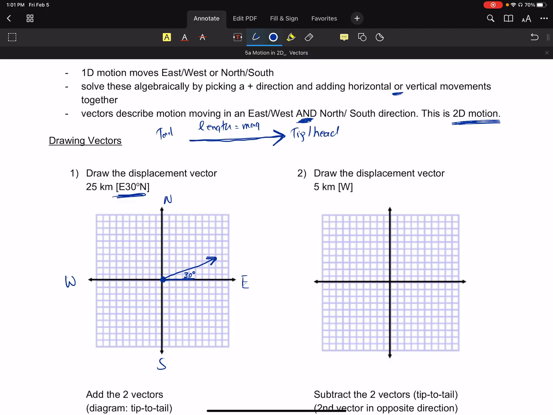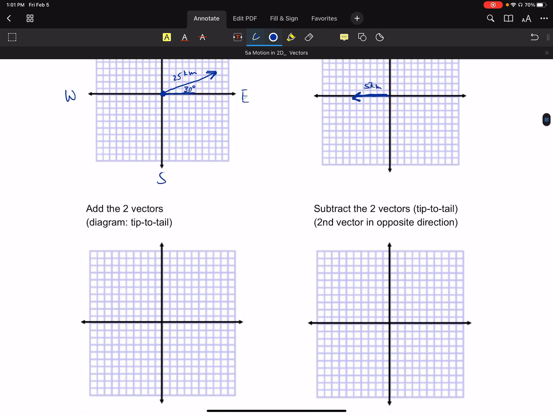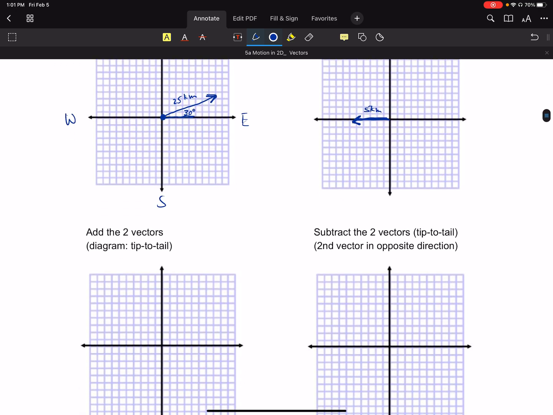Now, what if I had number 2, a displacement vector 5 kilometers west? So it's literally just 1, 2, 3, 4, 5. Okay, and that would be 5 kilometers. This would be 25 kilometers. Now technically, the length of number 1, that vector, should be 5 times the length of number 2, but we're just running out of space there. Okay, so number 2 is just straight to the west.